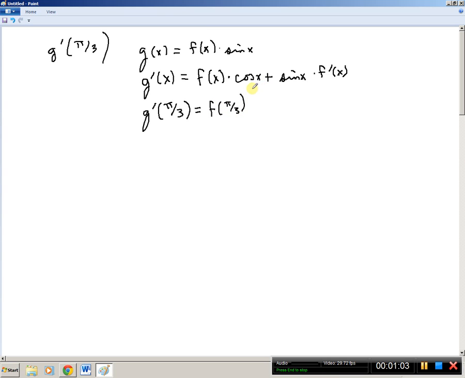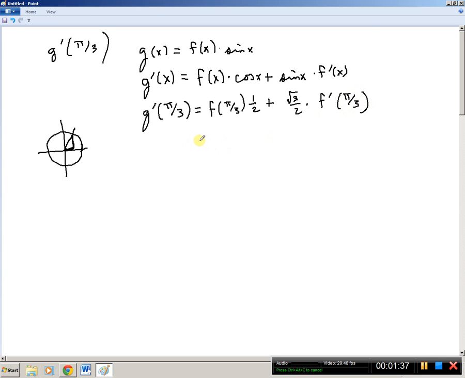Well, the cosine of pi over 3 is, on the unit circle, if you think of it, pi over 3 is a third of the way to pi, so that would be a 60-degree angle. And the cosine would then be the short side of a 30-60 triangle, and so that would be 1/2. And then sine of pi over 3 would be the long side of a 30-60 triangle, so that would be square root of 3 over 2. And then this would be f prime of pi over 3.